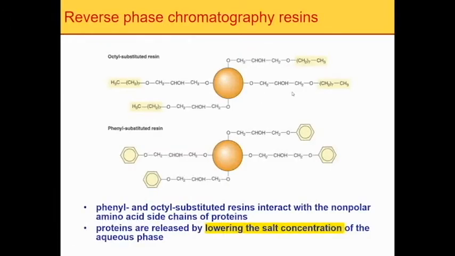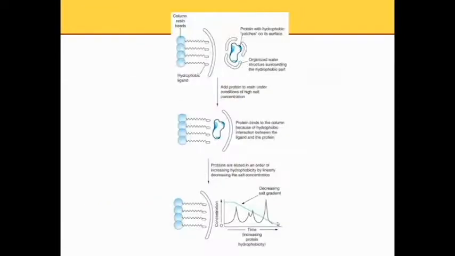And the resin, basically, these two types of resin are commonly used, the phenyl and octyl substituted resins, because they can interact with non-polar amino acid side chains of the protein. And the protein is released by lowering the salt concentration. When you use the low salt concentration, then you can elute the protein.